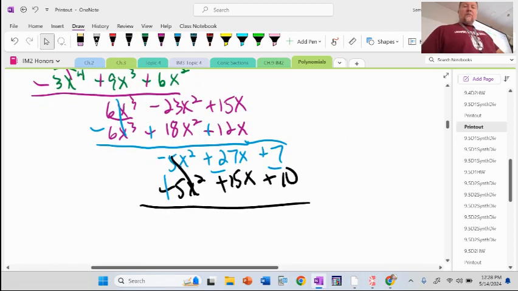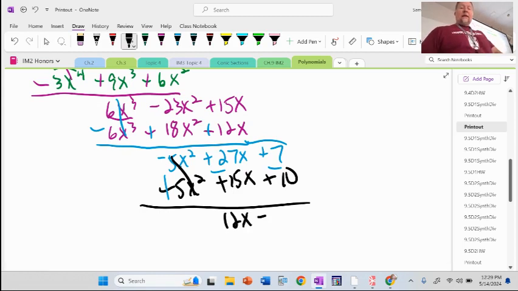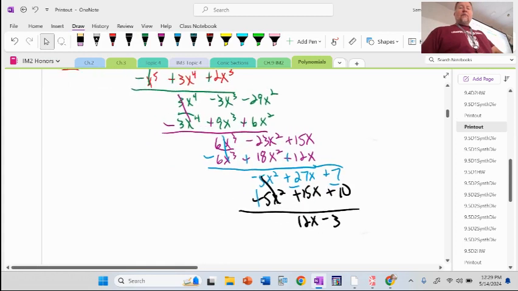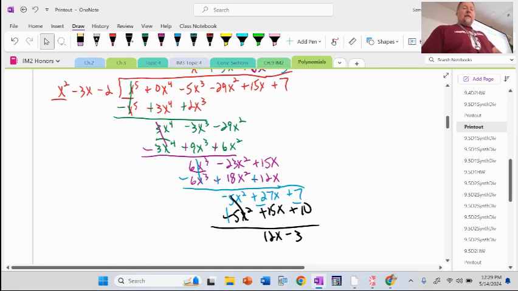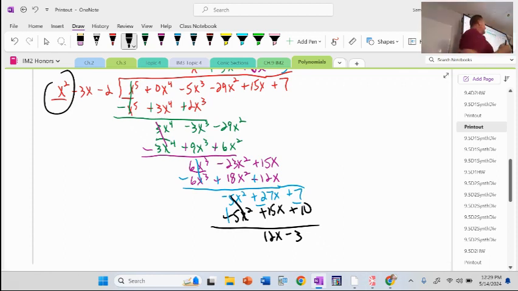So this becomes 27 minus 15, 12x, and then this is minus 3. Why is that the remainder? Because it is one less degree of the divisor, which is what that is called. So that is the remainder.